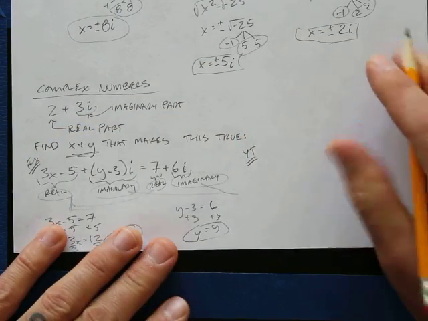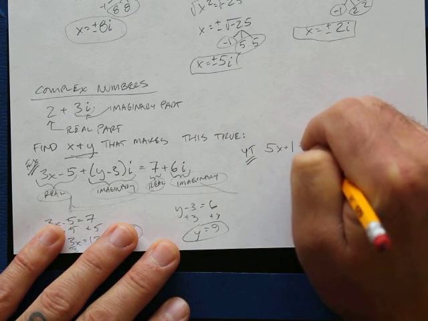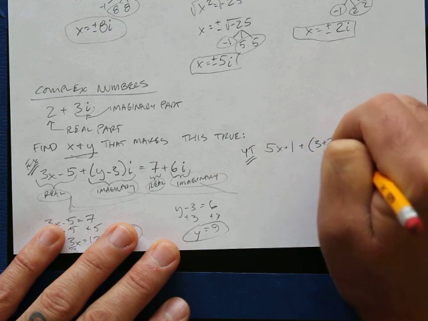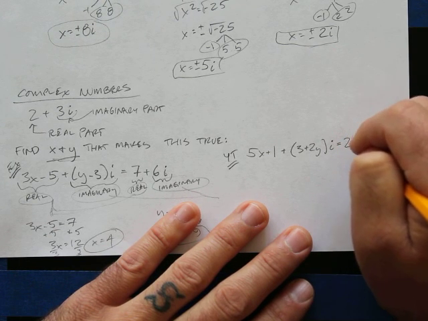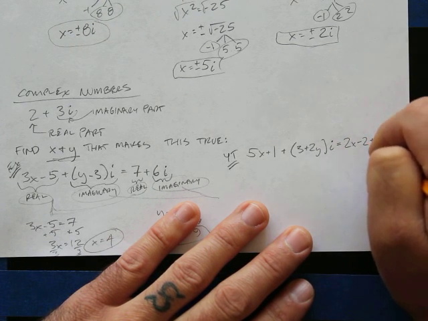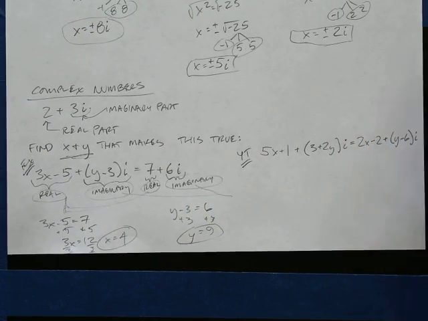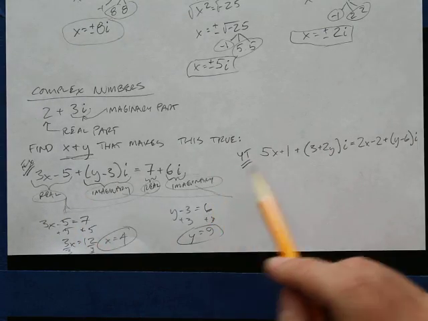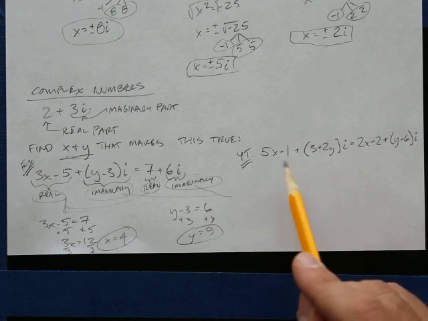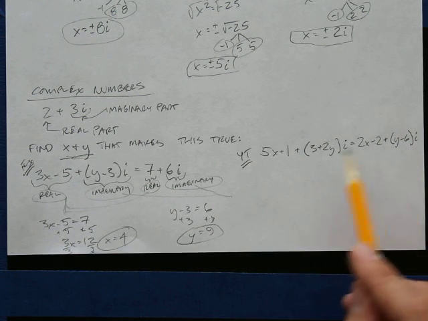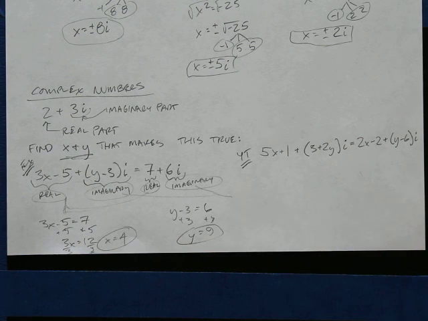Now do one on your own. (5x plus 1) plus (3 plus 2y) i equals (2x minus 2) plus (y minus 6) i. So it's a little bit more complicated there, but you should be able to do it using the same method. Remember, separate it out for yourself however you want to do it. What's the imaginary part and what is the real part? Solve for the variable. All right, pause and go.